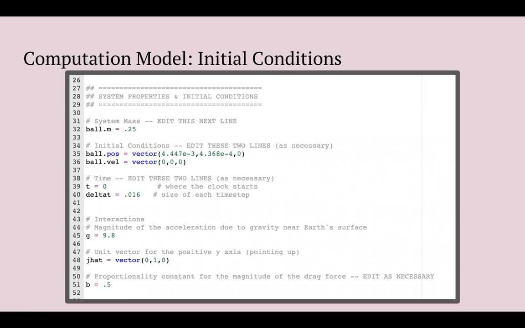I set delta t to be 0.016. I obtained this by dividing the total time of the video by the number of frames. I also set g, the acceleration due to gravity near the surface of the Earth, to be 9.8. Finally, I set the proportionality constant b equal to 0.5. I obtained this number through trial and error.